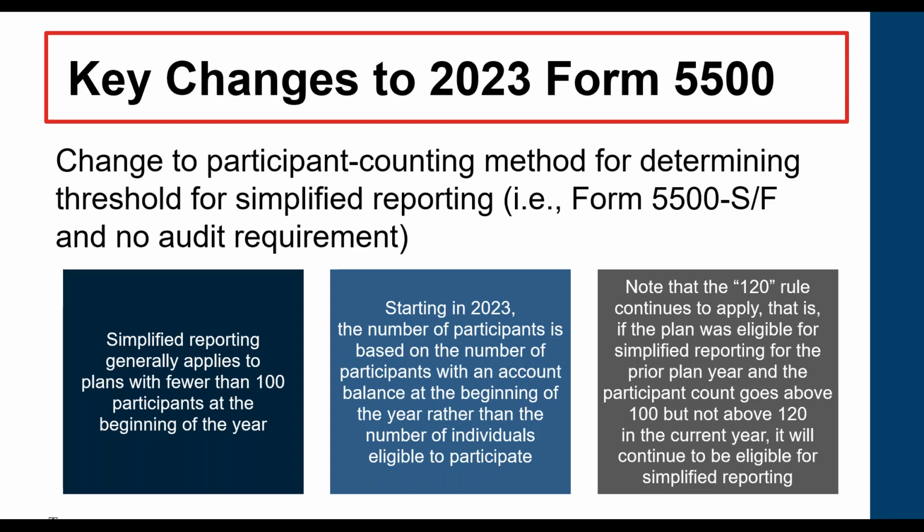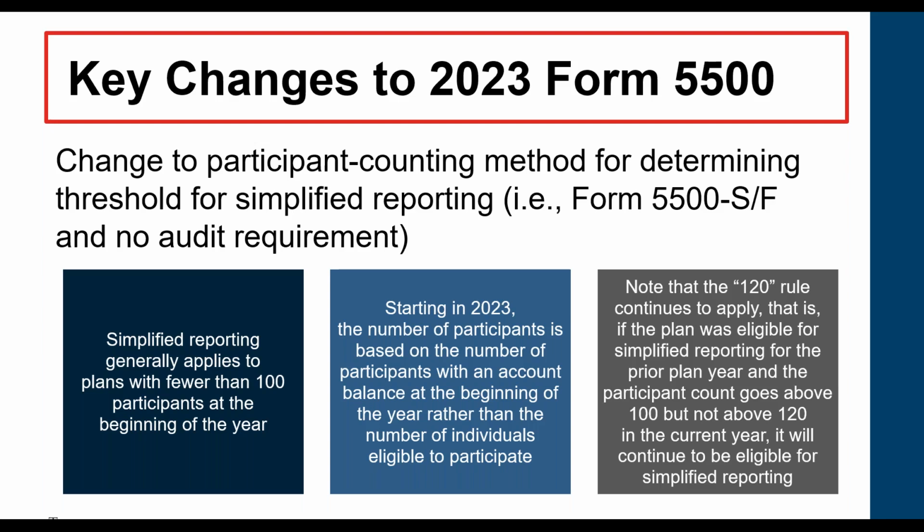And so now you don't have to include those individuals who are eligible but do not have an account balance in the plan. So if you're close to that 100 participant threshold, and for whatever reason, maybe you have a 401k plan that just doesn't have a lot of employees participating, or maybe you're close to the threshold and you do have a good uptick of participation, and there's a few people that could sway you one way or the other, these are the type of plans that would be mostly impacted by this rule.